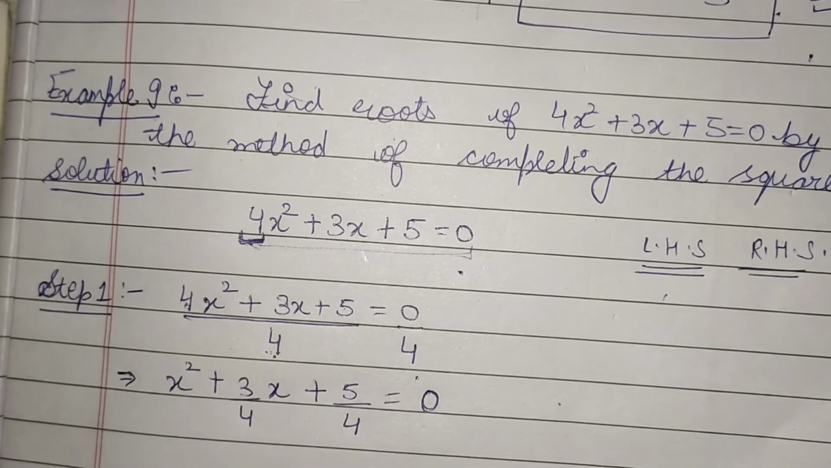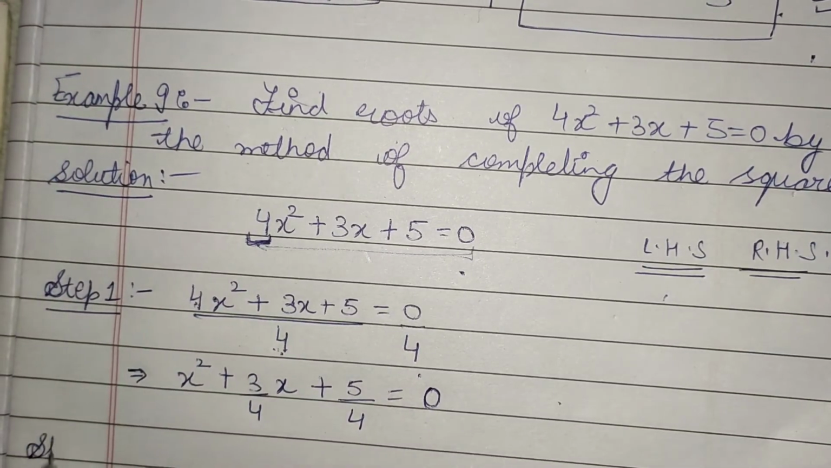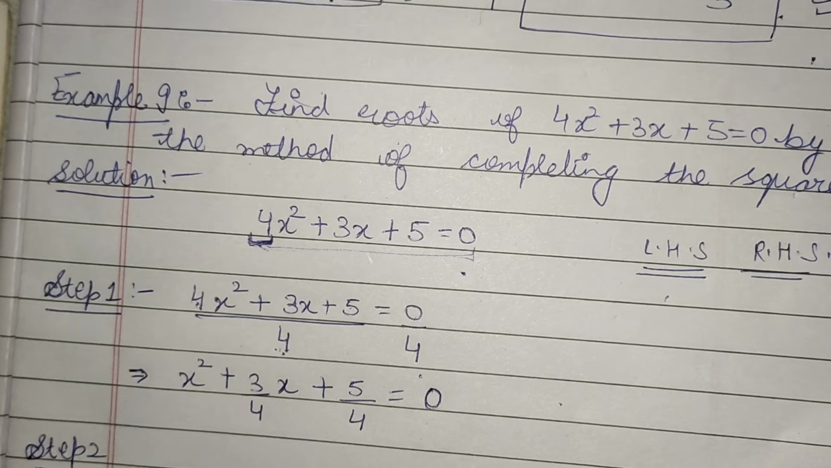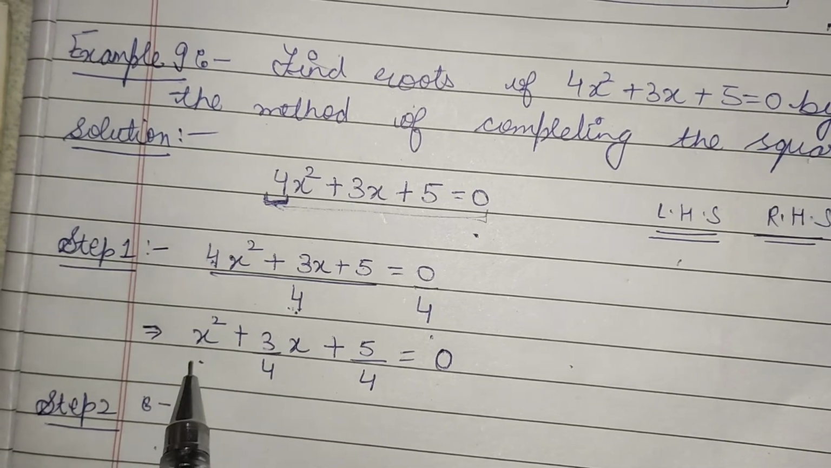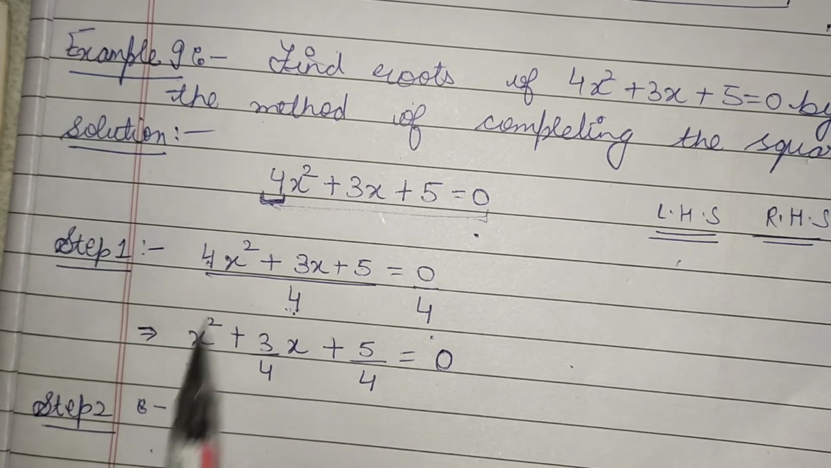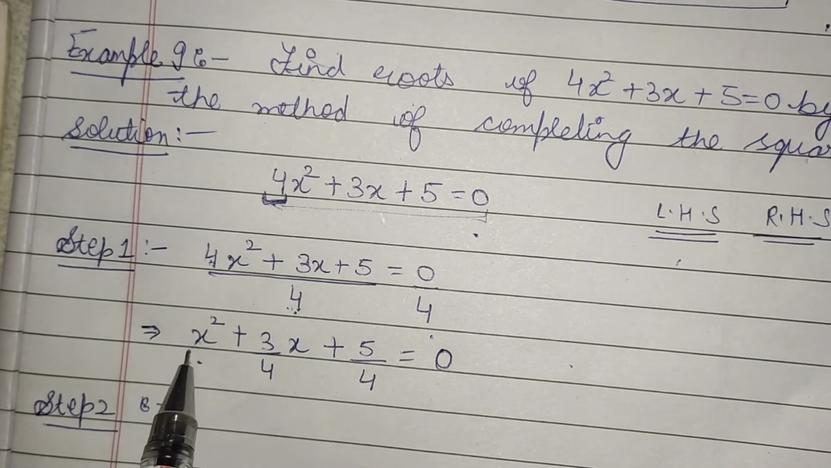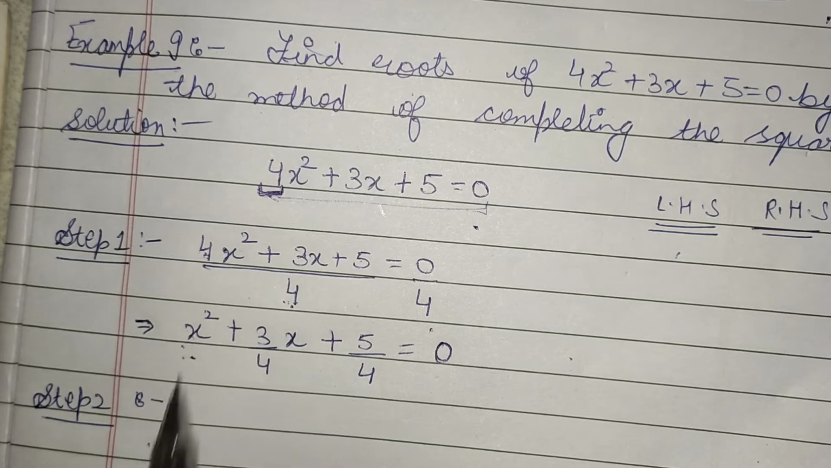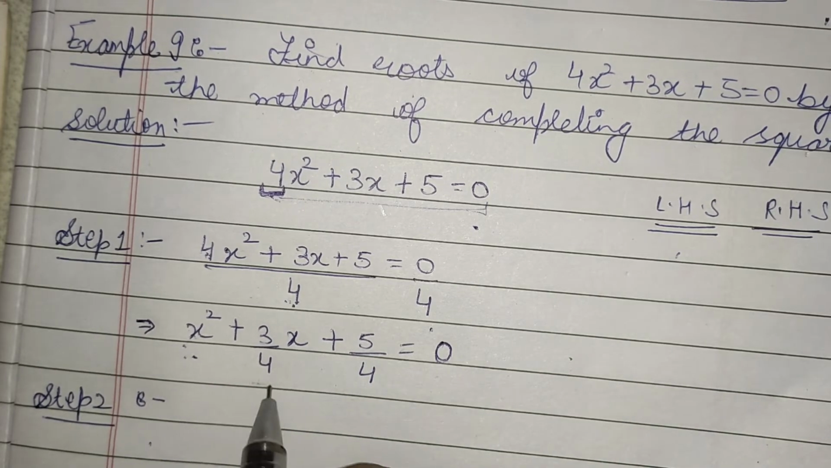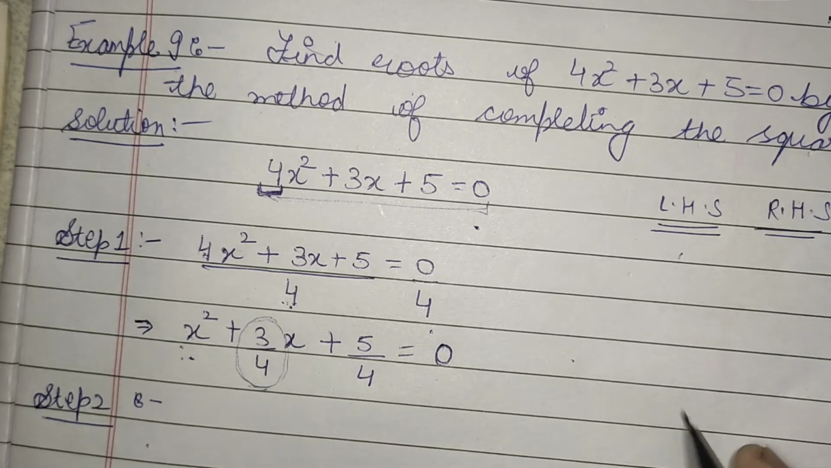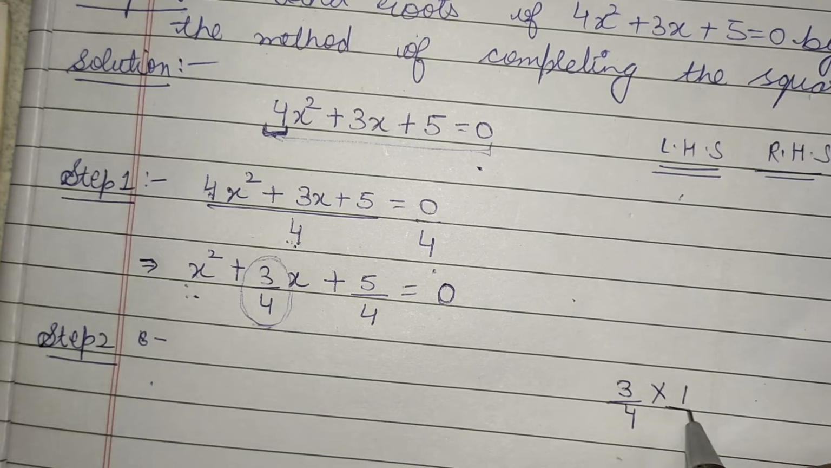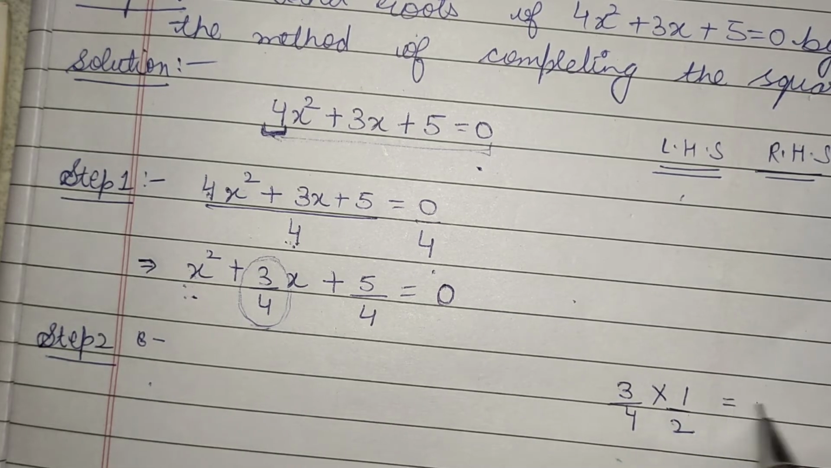Right? So my first step is done, that my coefficient should be equal to 1. So I have divided the given equation by 4 so that the coefficient can be converted to 1. Okay, my second step is that I have to take this coefficient of x, 3 by 4, and divide it by 2. What I will get?